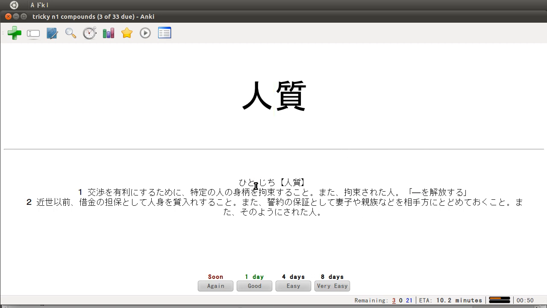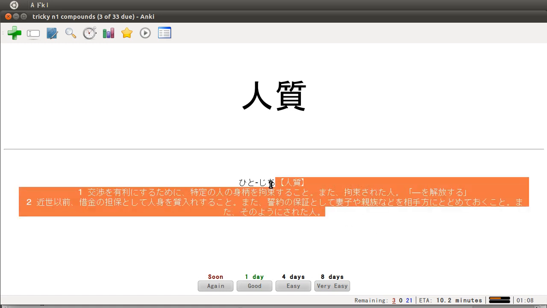But hitojichi is tricky because this is usually read shitsu. Jichi looks kind of similar to shitsu, but it is different. So here they have the example, hitojichi o kaiho suru, release the hostages.